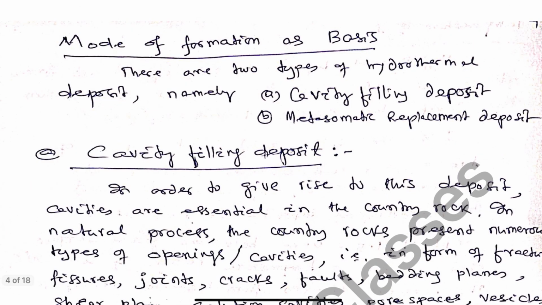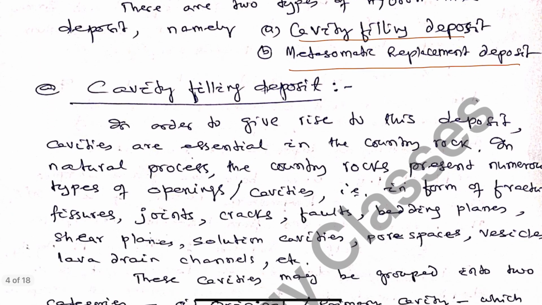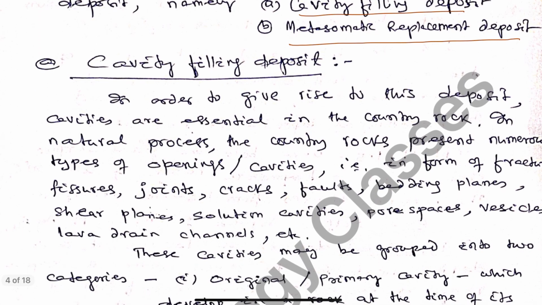changes. And now, let us discuss the types of hydrothermal deposit on the basis of the mode of formation. These are of 2 types. They are cavity filling deposit and metasomatic replacement deposit. These are the 2 types. So, what is cavity filling deposit? That means cavities are there in the country rock, and these cavities are found to be filled up by the mineral fluid or the hydrothermal fluid.